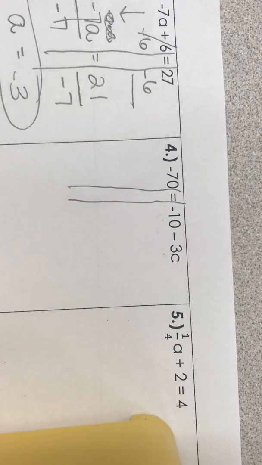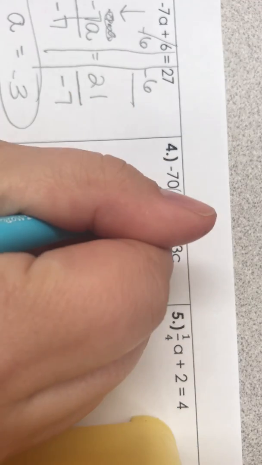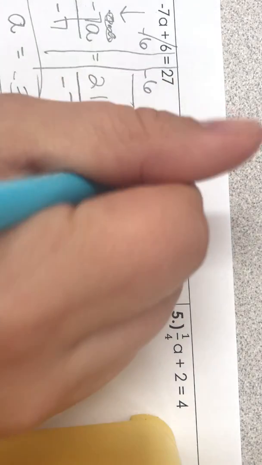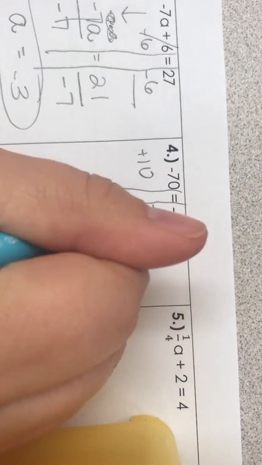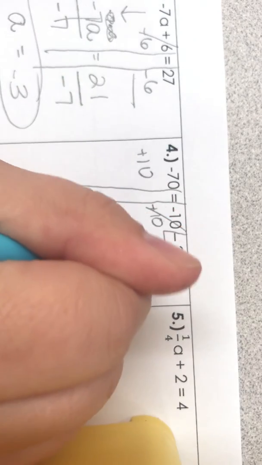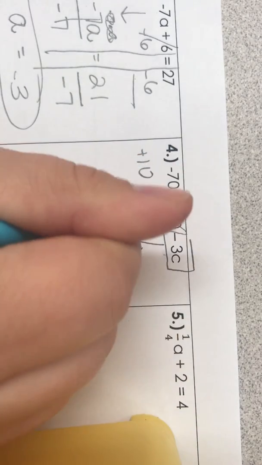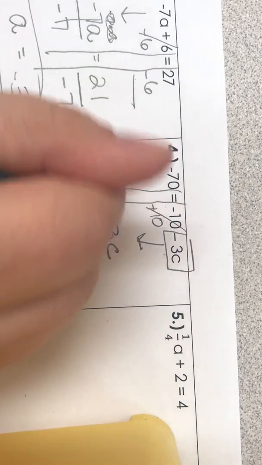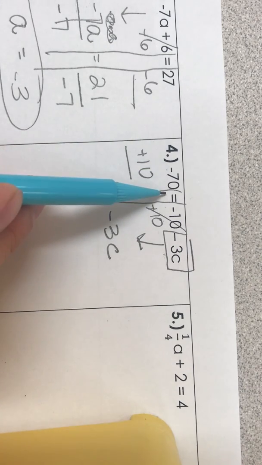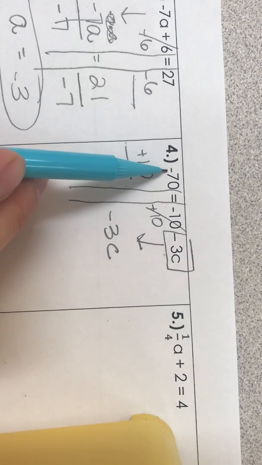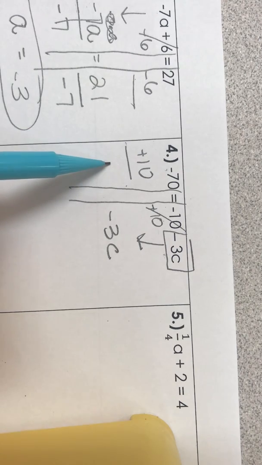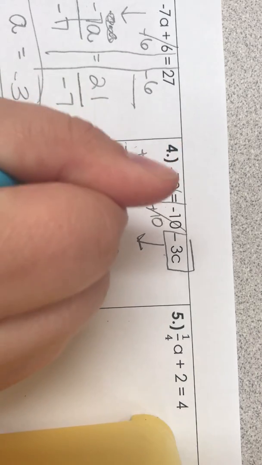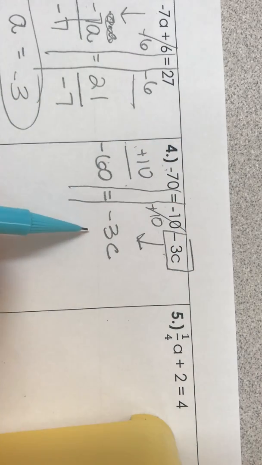In order to cancel it, negative 10 and positive 10 are opposites. It's inverse operations. That's a 0 pair. They will cancel. Make sure when you bring down the rest, you're bringing down a -3 times C. On the left side, I have -70 plus 10. Make sure you pay attention to the negative because this is not going to be an 80 here. If I have a -70 plus 10, I'm going to have a -60 equals a -3.